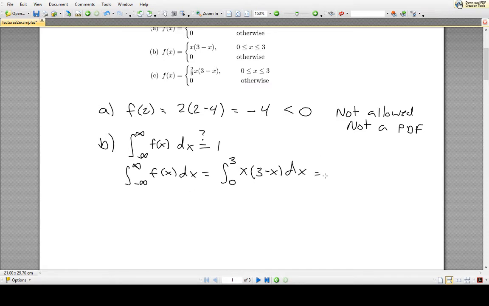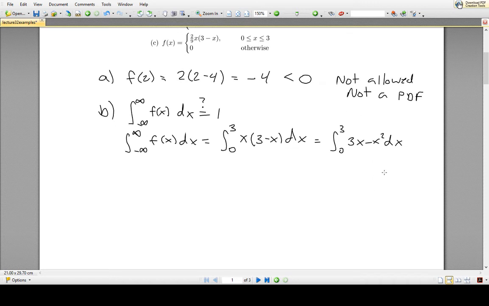So let's calculate that. We can simplify the integrand a little bit. This is the integral from 0 to 3 of 3x minus x squared dx. And if we carry out that anti-differentiation, we get 3 halves x squared minus 1/3 x cubed, and we're going to evaluate that from 0 to 3.